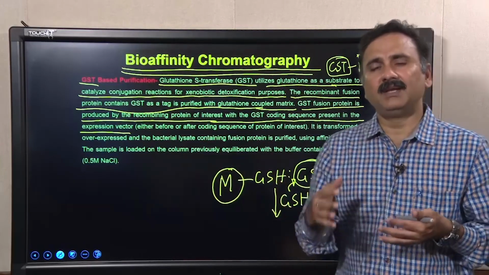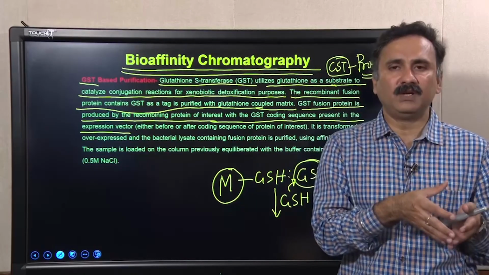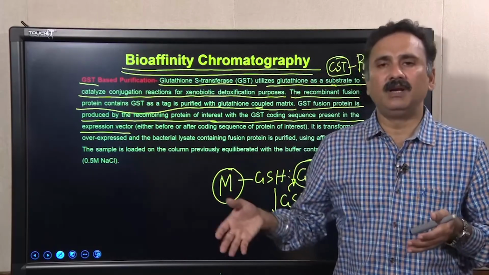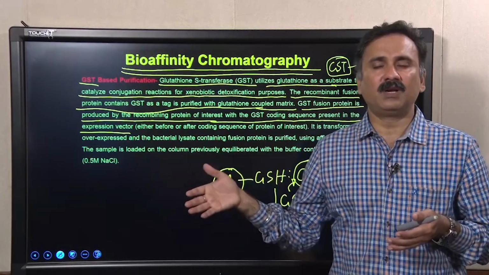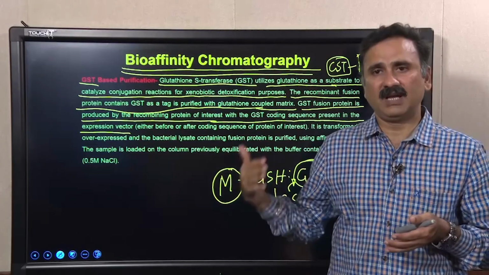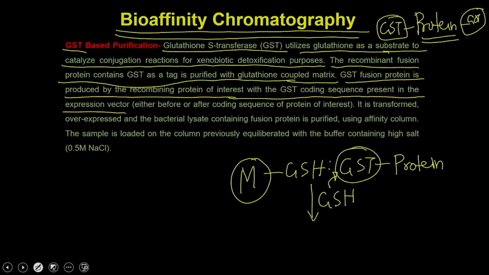But in some cases, when you are adding the GST in the front of your protein of interest, it also interferes with the enzymatic reactions that your enzyme of interest is going to catalyze. In those cases you can put the GST onto the C terminus. So, irrespective of whether you put the GST in the front or in the back, it is not going to affect much the purification utilizing the GST columns.